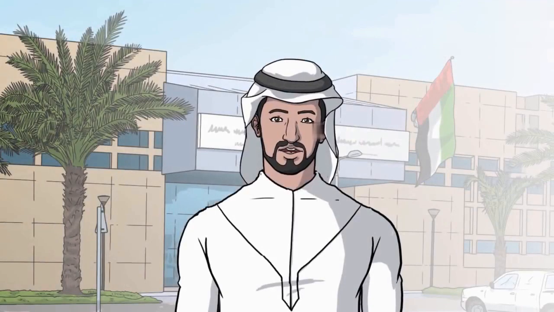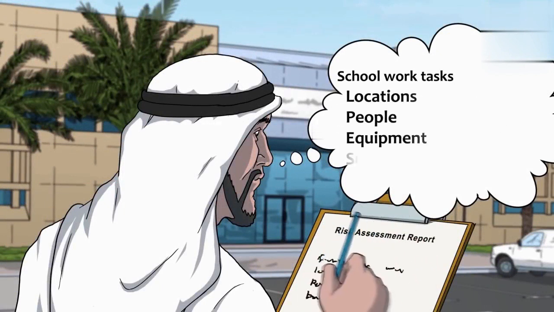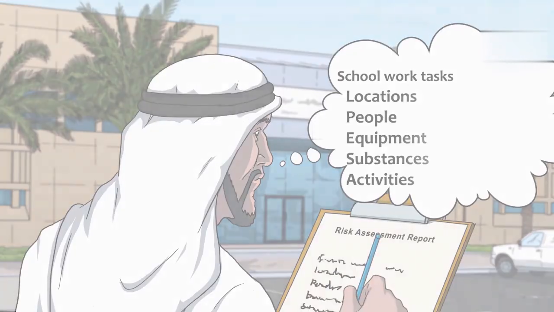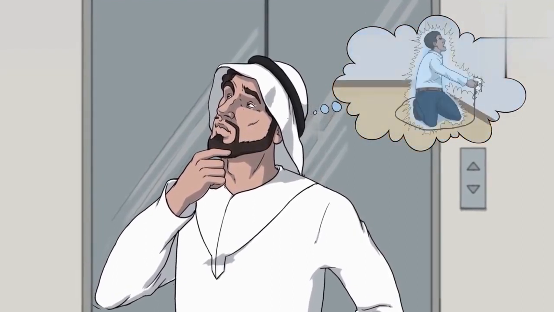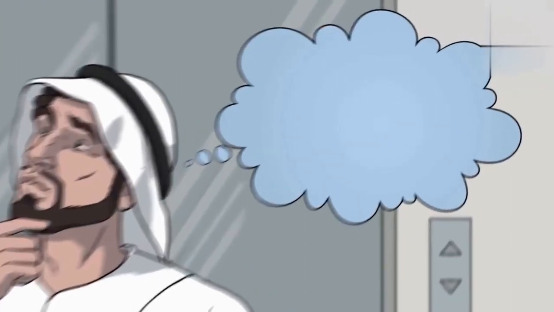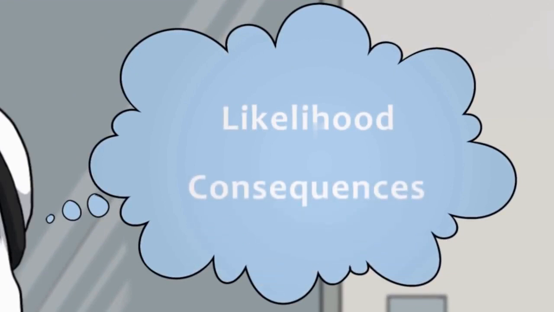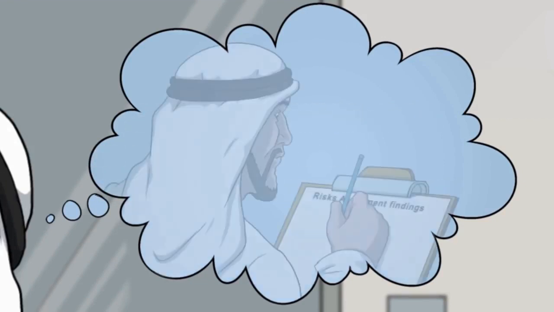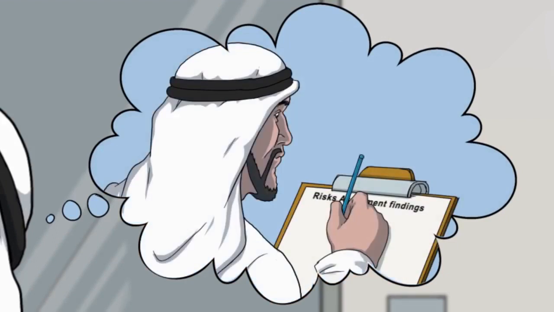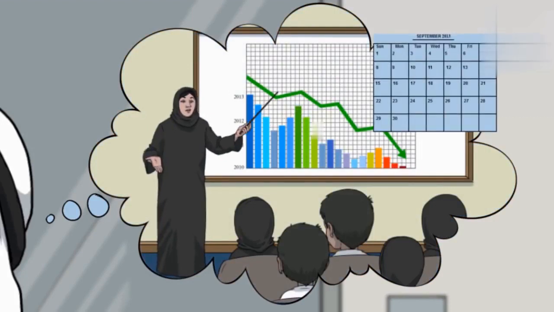The risk assessment process includes the following stages. 1. Listing our schoolwork tasks, including locations, people, equipment, substances, and activities. 2. Identifying the risk. What are the hazards? Who might be harmed? How might they be harmed? 3. Estimating the risk in terms of likelihood and consequences. 4. Evaluating the risk. Risk is equal to likelihood times consequences. 5. Recording risk assessment findings. And 6. Reviewing risk assessment findings periodically.